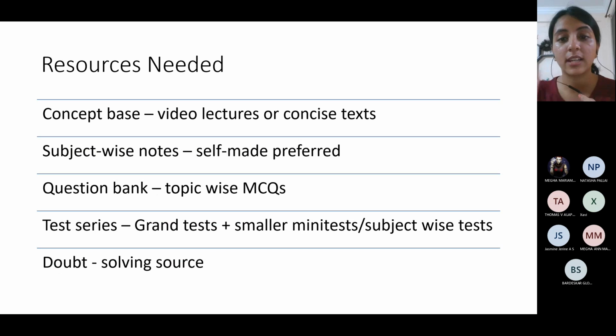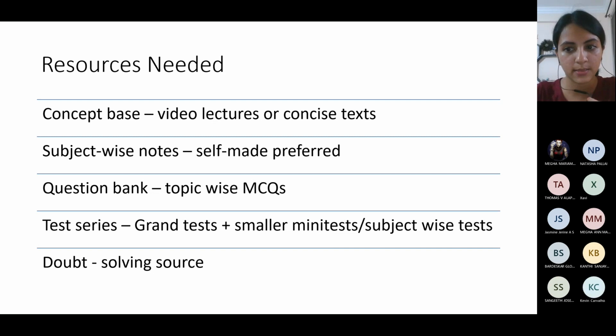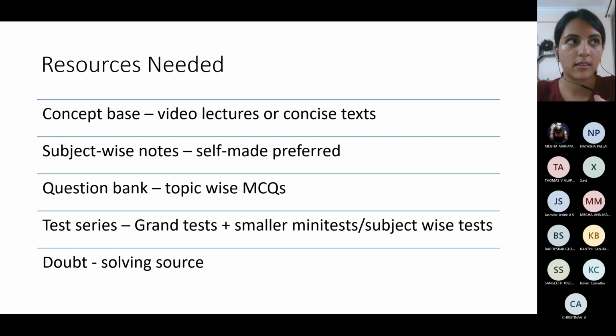that you get tested on. So the standard textbooks that you read, of course, have a lot of unnecessary details, which you don't have time to read because you have 19 subjects to cover. So the kind of concept base that you need is either a concise textbook, like there's something called ROMS, Review of All Medical Sciences. That's one textbook which has all the subjects in a short manner.